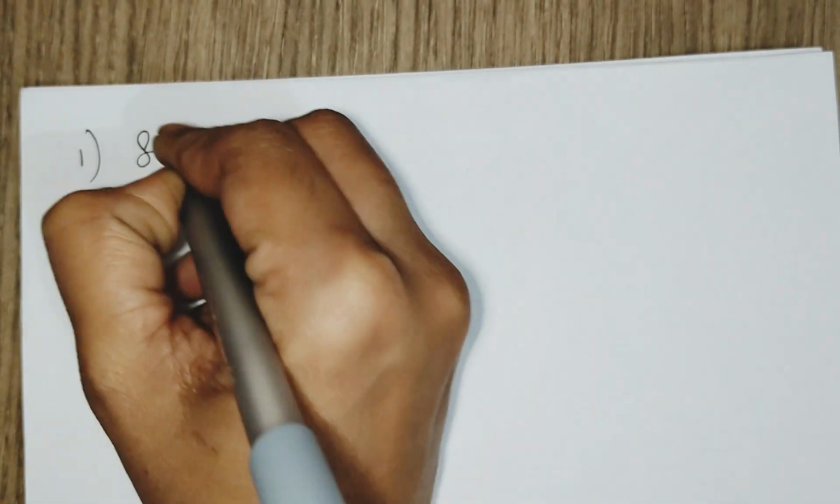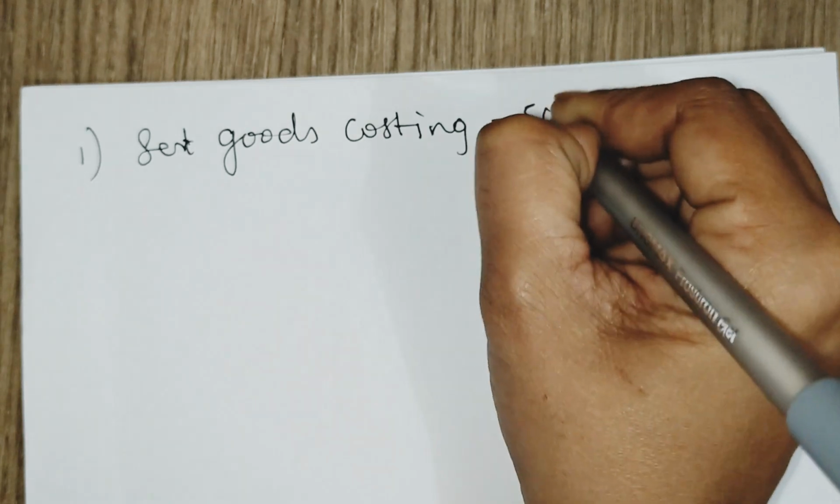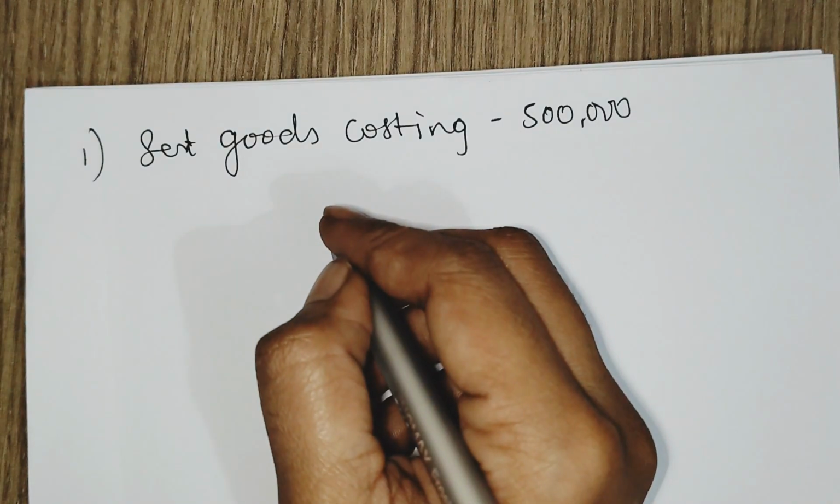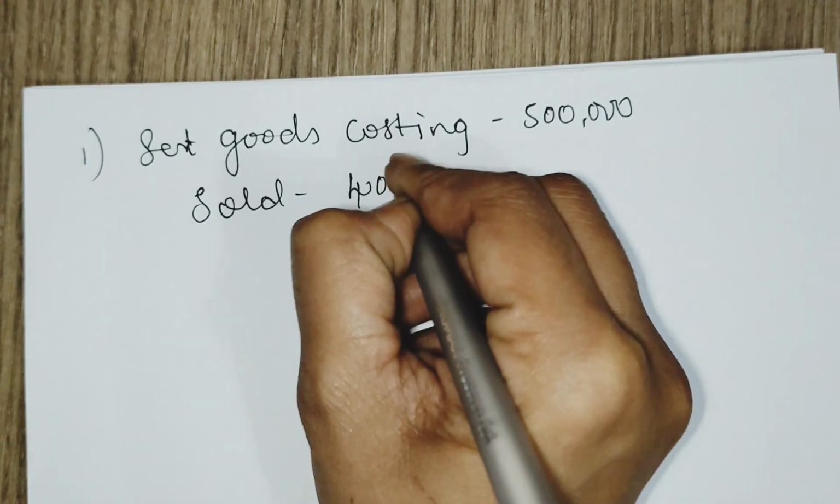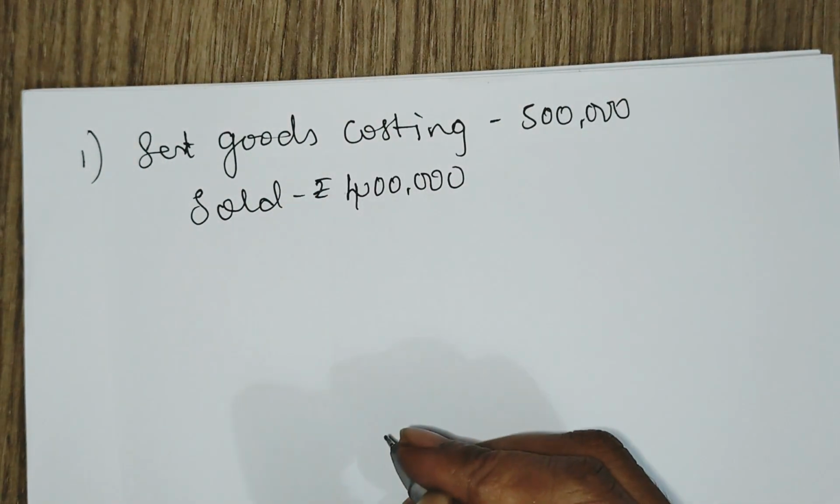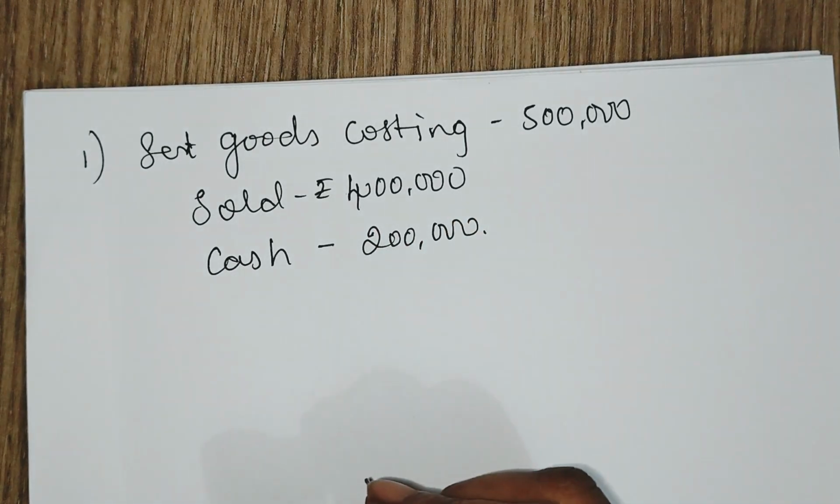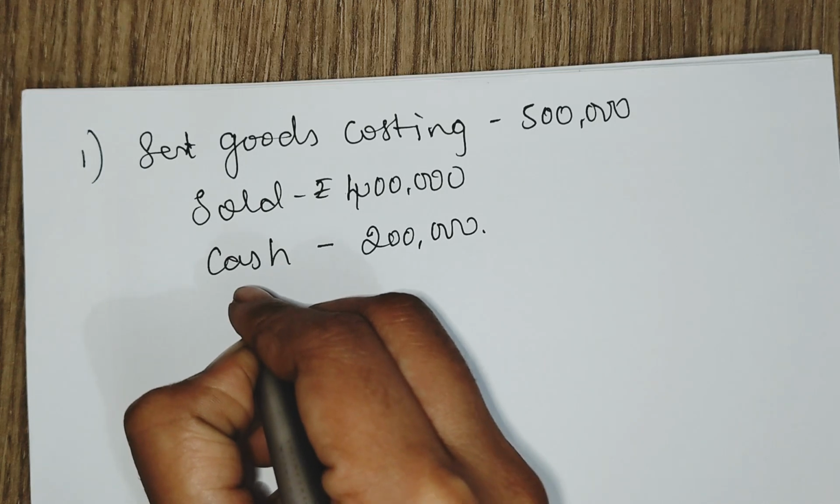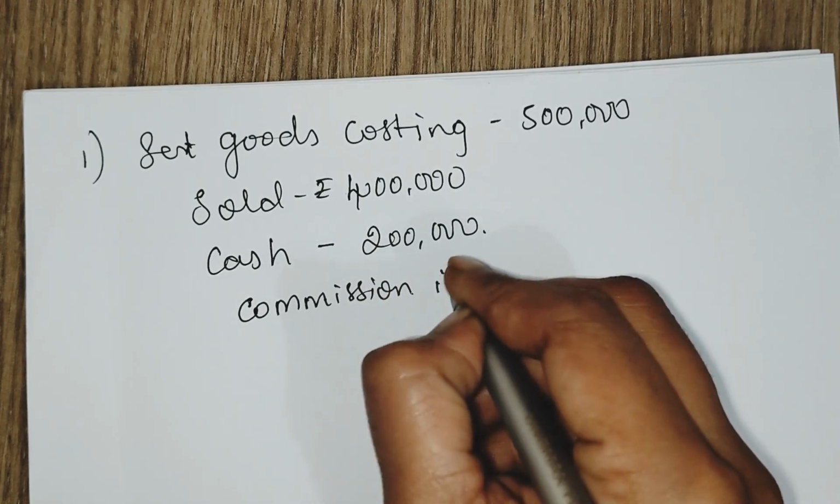Now, A sent goods costing 5 lakh on consignment basis, and B sold goods for cash 4 lakh and goods on credit 2 lakh. Then commission entitled for B is 10%.